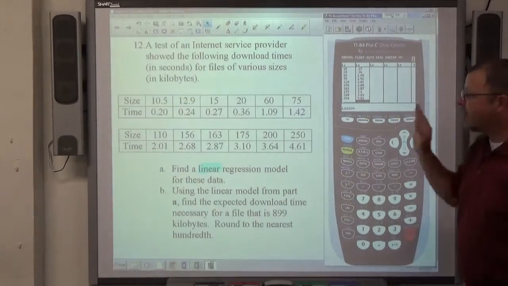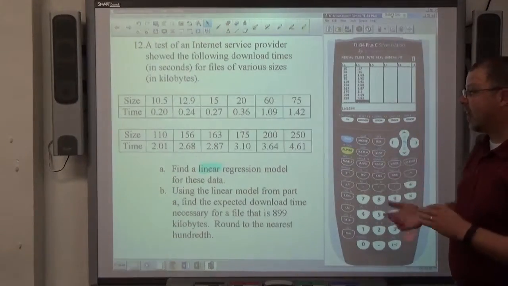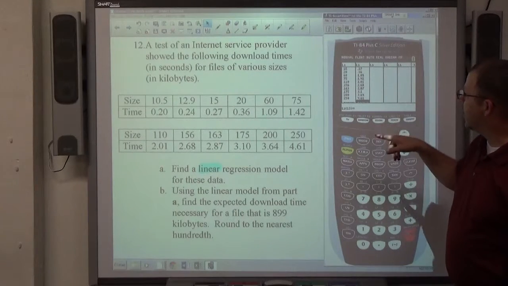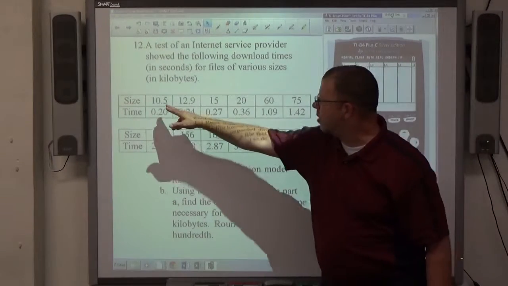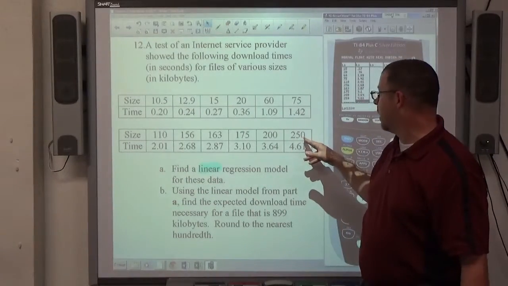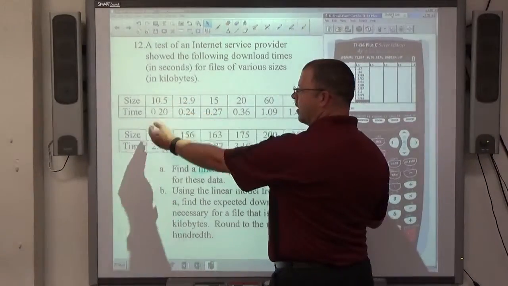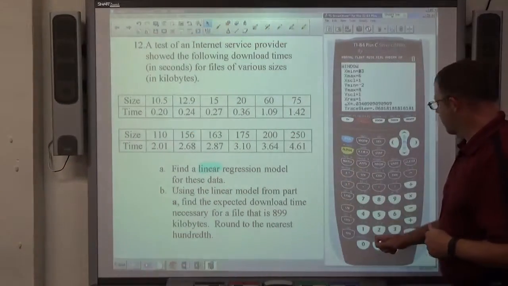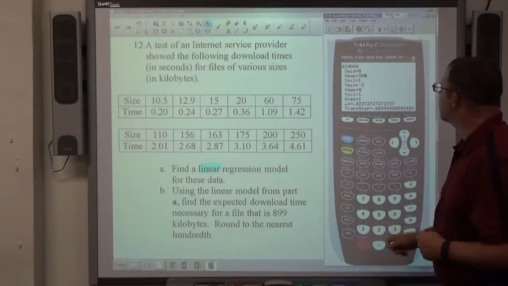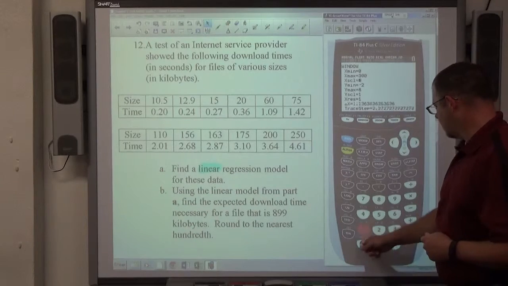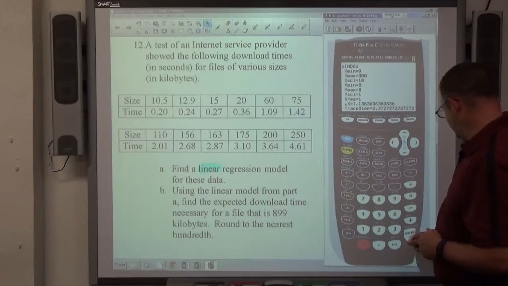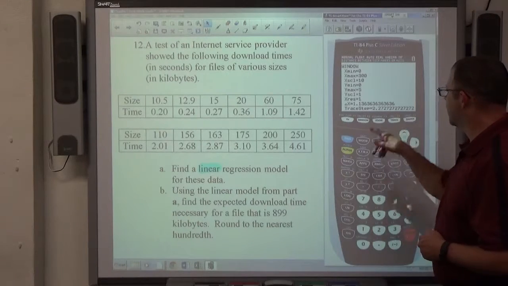Now, if I wasn't told it was linear, if it just says find a regression model, I would want to go to my stat plot, and my window for x would go from 0 to, let's say, 300. I want to make sure all my x's fit. My y's would go from 0 maybe to 5. So let's go from 0 to 300 on x, and I'll go at a 10 scale there. And we'll go from 0 up to 5 on y, and then maybe go to 1 scale there.